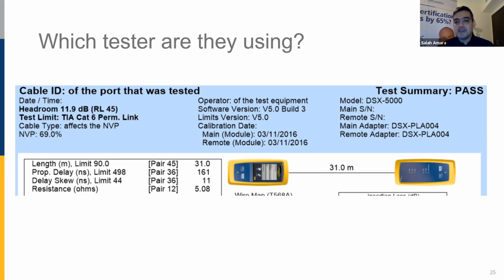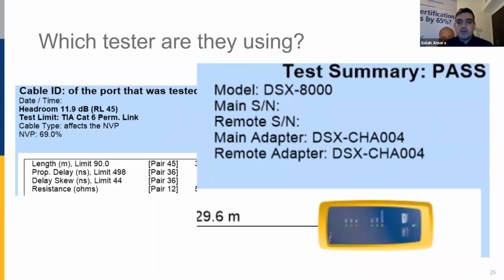The type of tester, you can see it here. The model is DSX 5000. I'm sure many of you are using DSX 5000. If you are using that, keep going, we will talk about it, just make sure that it's calibrated and then you are good to go. Then we have the DSX8000, which supports Cat8. If you are using that, also make sure that it's calibrated.